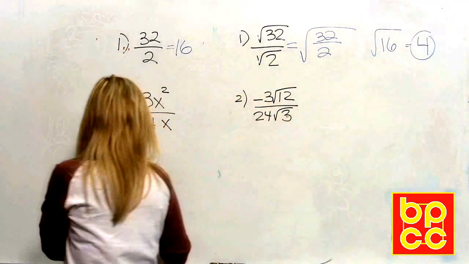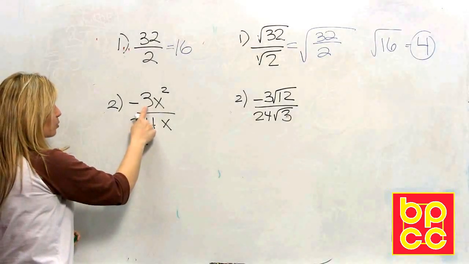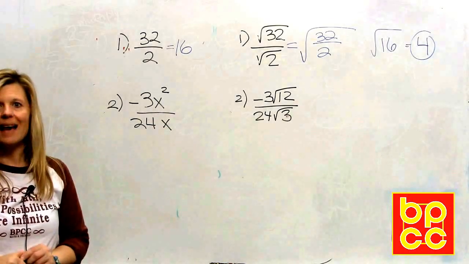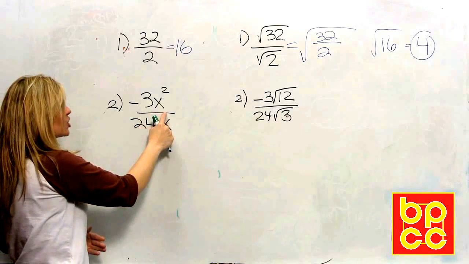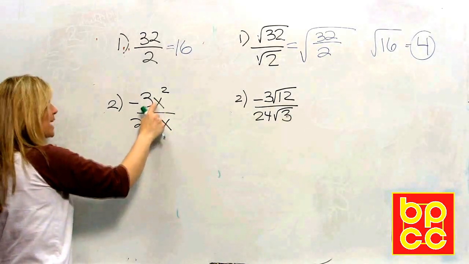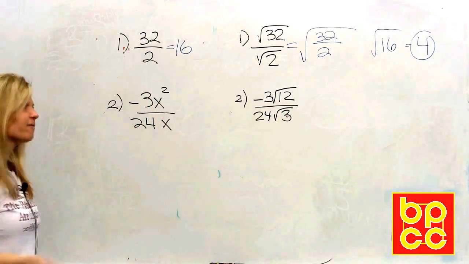Okay, look at example 2. Go back to chapter 12. If I said negative 3x squared divided by 24x, could you divide that? Sure you can. First rule, in order to do division, you have to be connected by multiplication. This is multiplication, this is multiplication. So we can divide. What will we divide first?